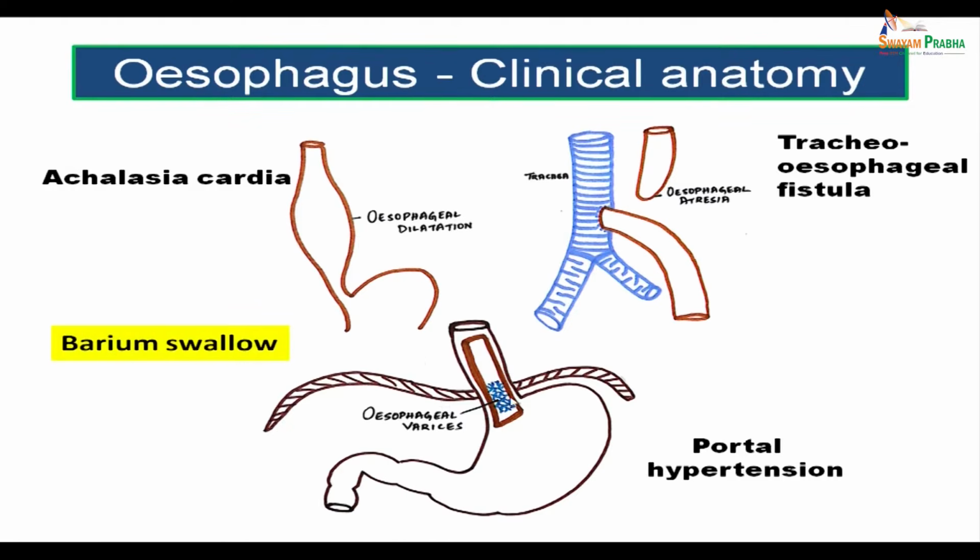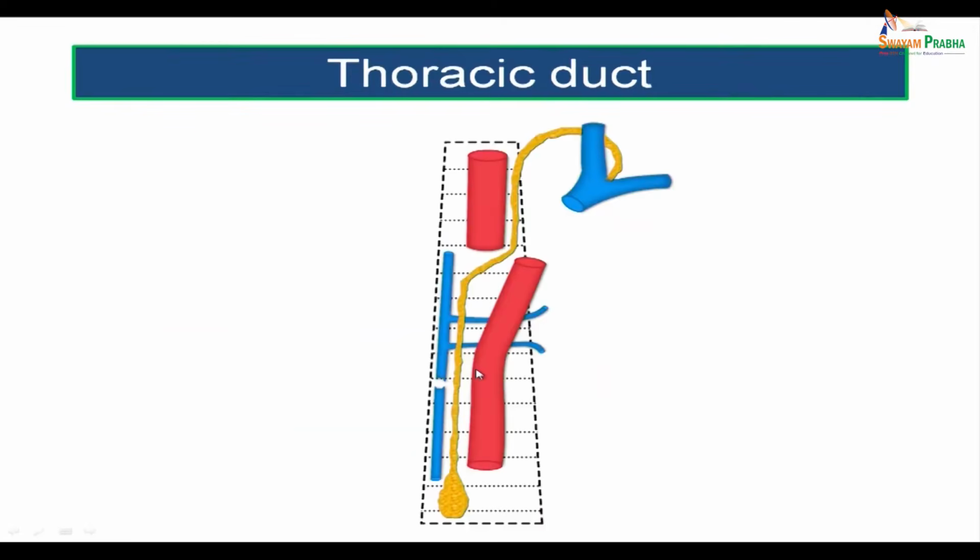This can be detected by doing a barium swallow where it appears worm-like in the interior. It can also be detected by esophagoscopy, which is a fiber optic scope which is used to look at the interior of the esophagus. Now, coming on to the thoracic duct, it is the major lymphatic duct of the body.